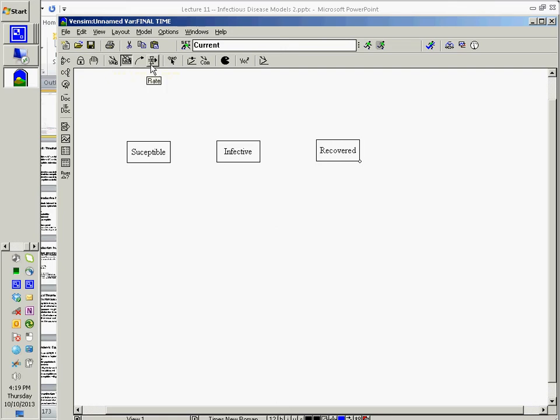So what are the flows associated with this model? Okay, good. So we'll have a birth flow here. Births, excellent. Okay, susceptible to infective, what should we call that? Infections or something, or infection, sure. And then infective to recovered, maybe we could call it recovery, right? Okay, good.